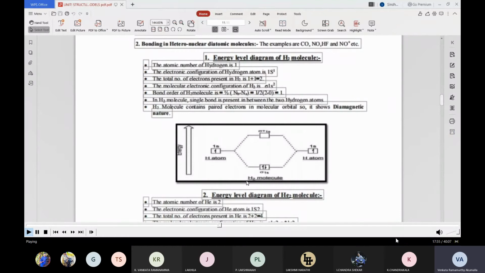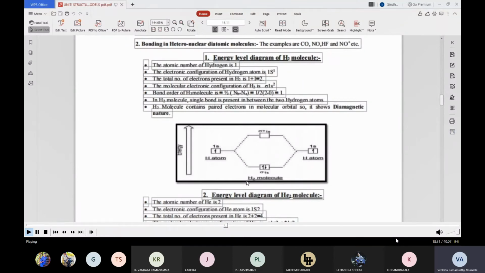The electronic configuration of the hydrogen atom is 1s1, and the s orbital is filled with 1 electron. That is the hydrogen atom. The total number of electrons present in the hydrogen molecule is 1 plus 1. The hydrogen atom has atomic number 1, so the hydrogen molecule, H2, has 1 plus 1 equal to 2 electrons.